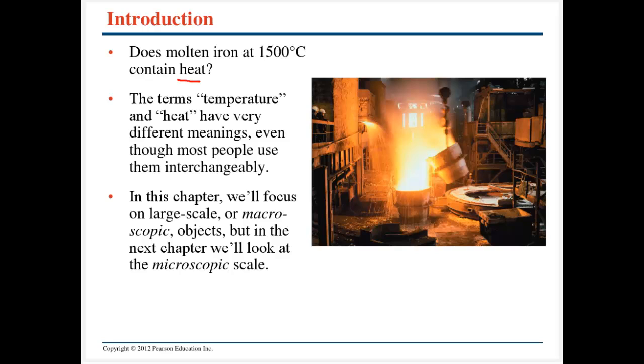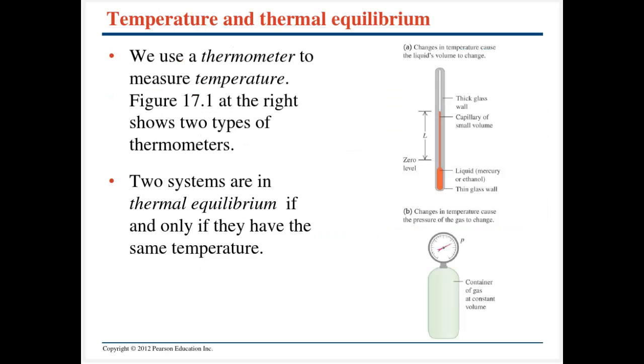One thing to note is that in this chapter we'll be looking at macroscopic objects. What that really means is big objects that have some large size associated with that. We'll be taking a look at the microscopic scale, or the very small scale effects on temperature, in the next chapter. So first thing I'll talk about is temperature and thermal equilibrium.